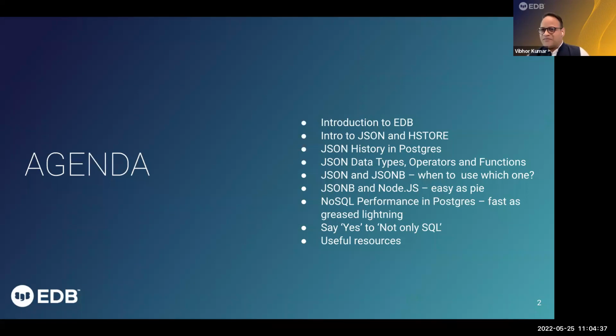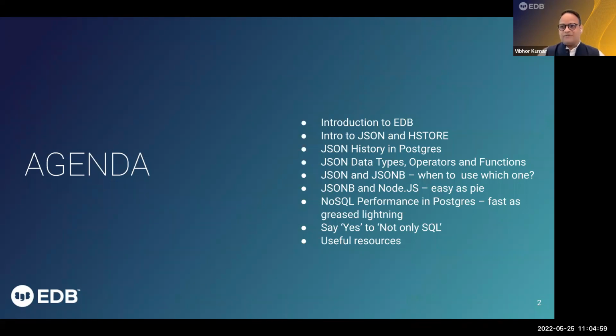Then there's one example of how you would use the JSONB data type in Node.js. Let's say you're writing a program in Node.js, how would you use it? We can discuss a little bit about the performance of Postgres, the benchmark we did in the past, and then we'll share some important resources with you, right? So this is the agenda of this webinar.